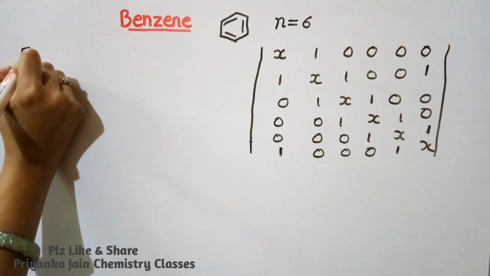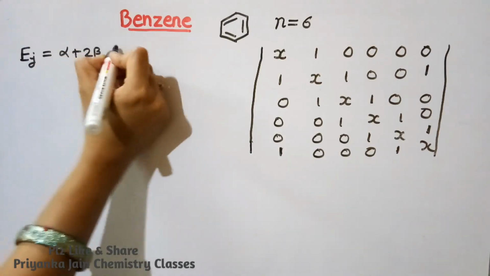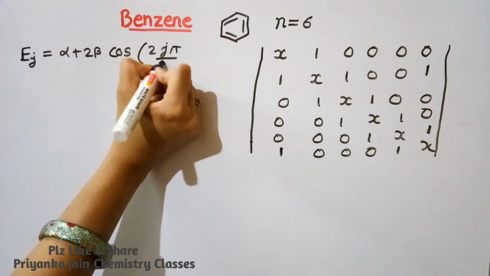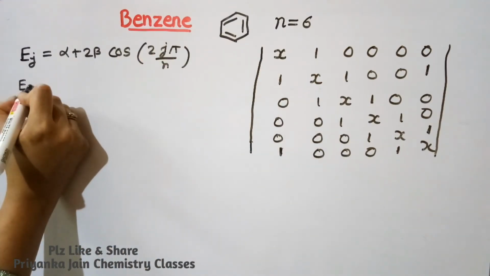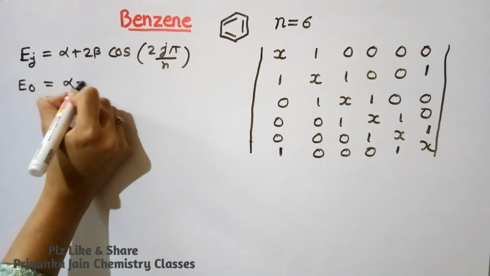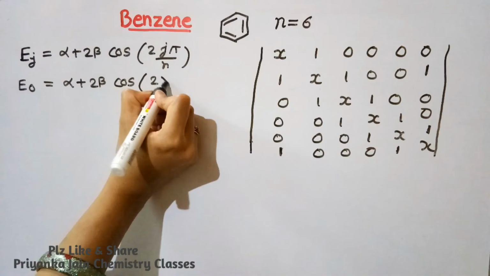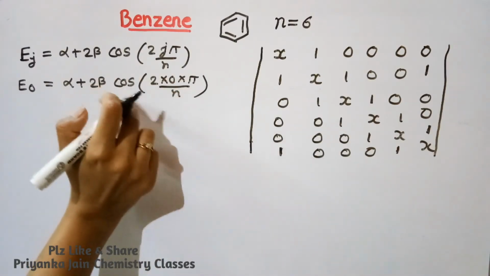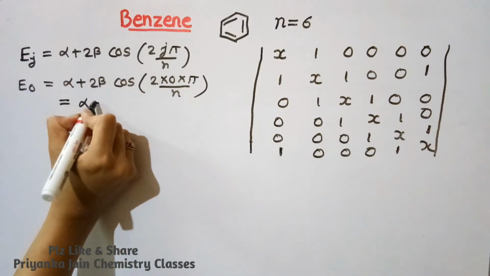For this we have to use the formula E_j is equal to alpha plus 2 beta cos 2j pi upon n. So firstly write down here j is equal to 0. So we are getting alpha plus 2 beta cos 2 into 0 into pi upon n. So this value will be equal to 0. So cos 0 is equal to 1. So this level is alpha plus 2 beta.